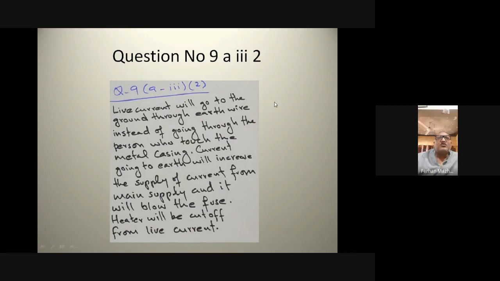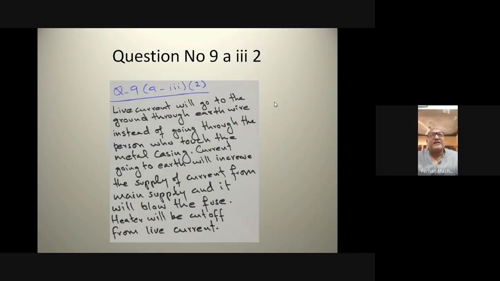Live current will go to the ground through earth wire instead of going through the person who touched the metal casing. Current going to earth will increase the supply of current from main supply and it will blow the fuse. Heater will be cut off from live current. When you are done with this, kindly let me know. Done, sir. Okay, very good.